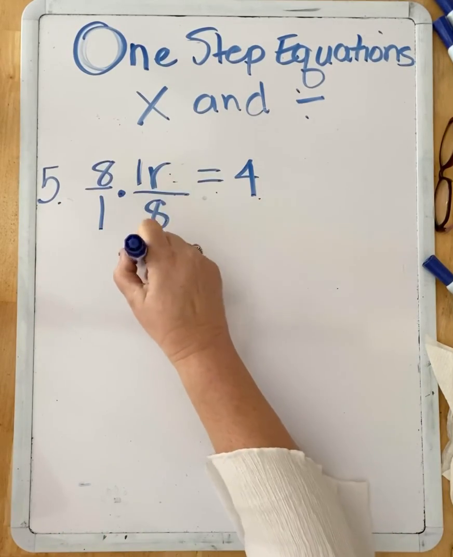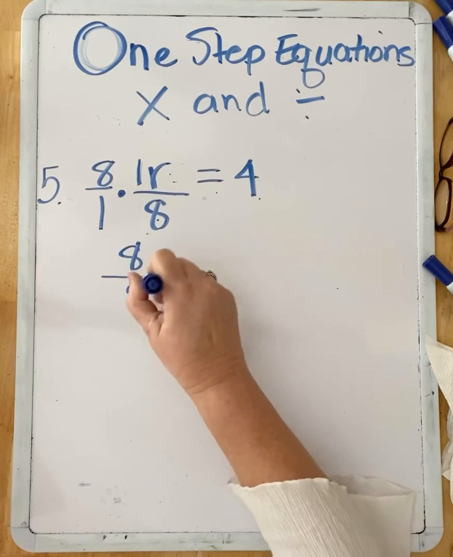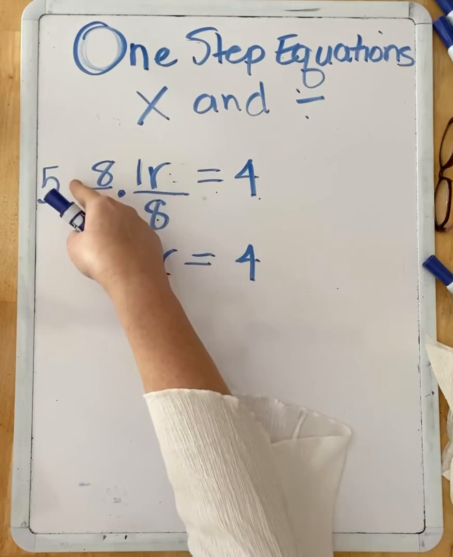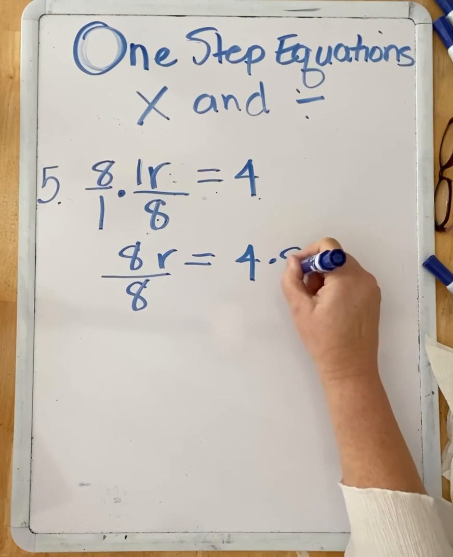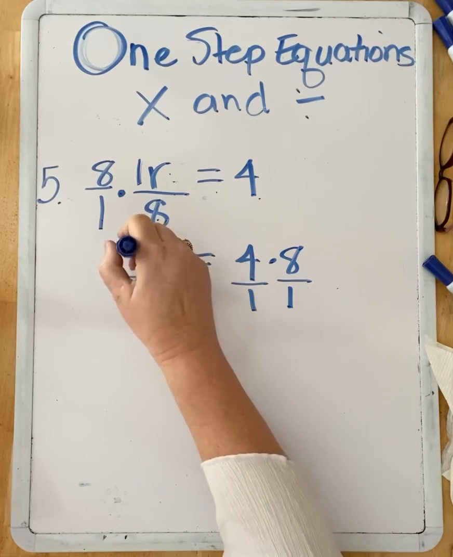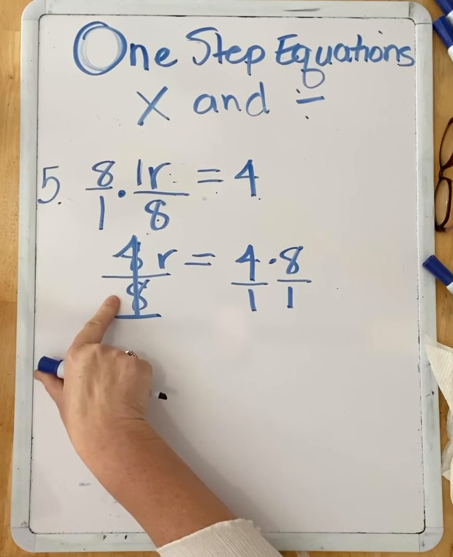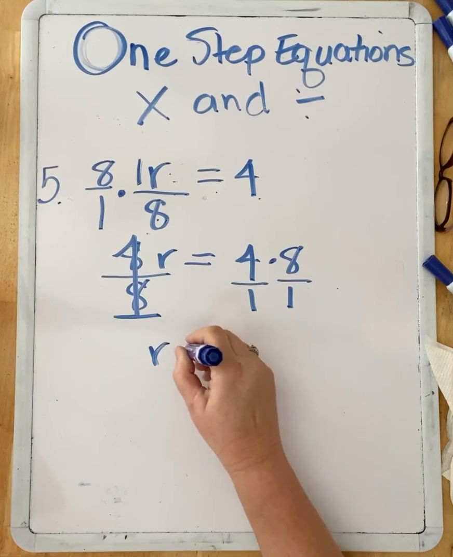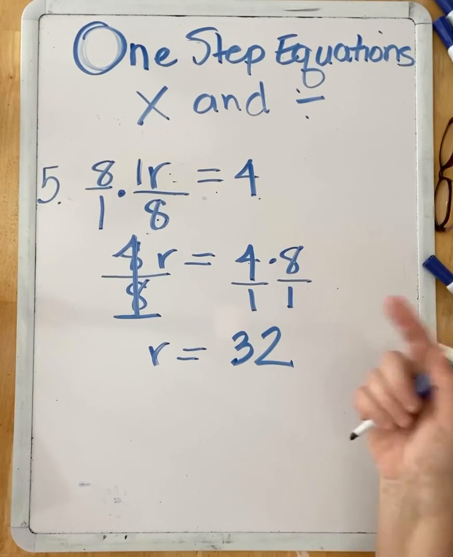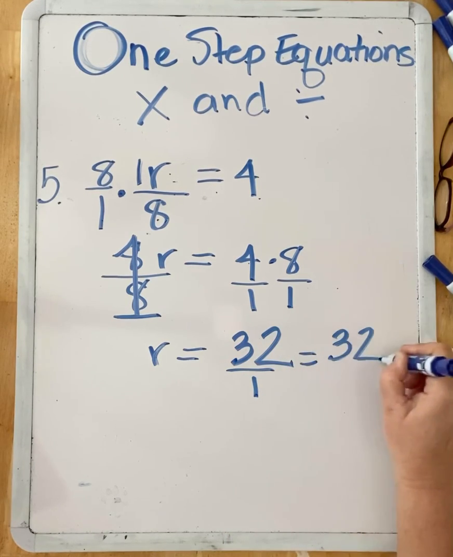So now I have 8, because 8 times 1 is 8, and then 1 times 8 is 8. r equals 4, because I multiplied times 8 over here. I need to multiply times 8 over 1 over here. So these are both over 1 now. 8 divided by 8 gives me 1. That isolates my variable. That's the identity property of multiplication. So r is equal to 4 times 8, which is 32. And then 1 times 1 is 1. So 32 over 1 is the same thing as just 32.